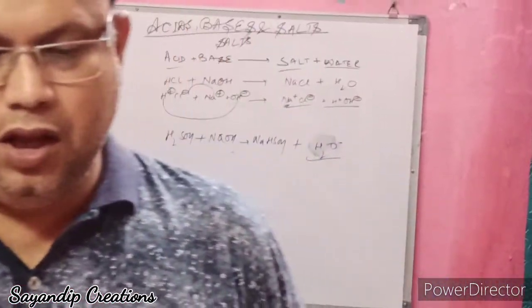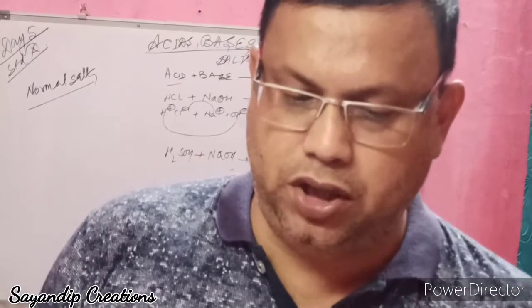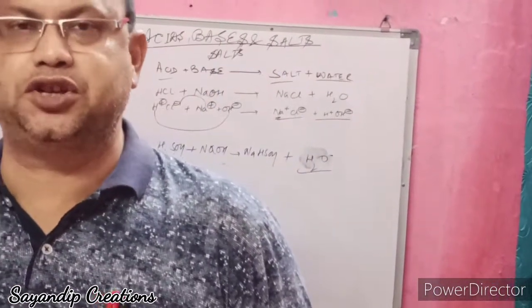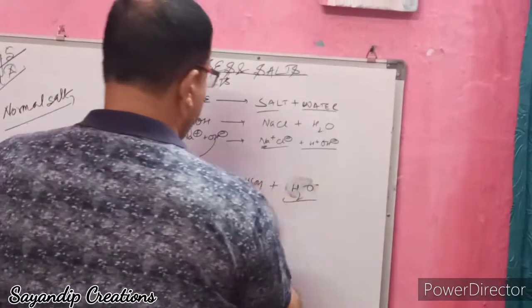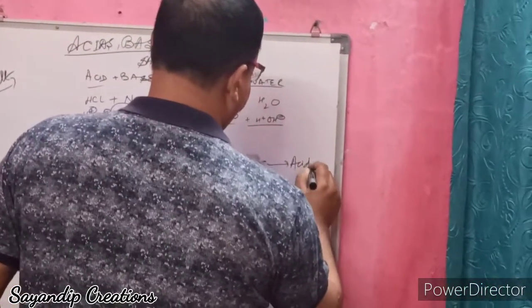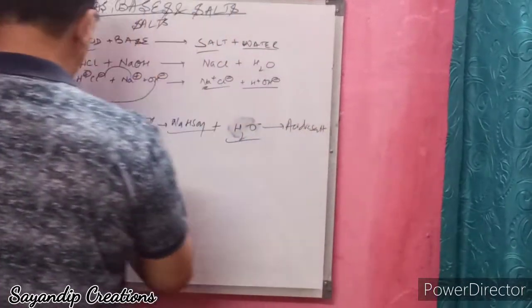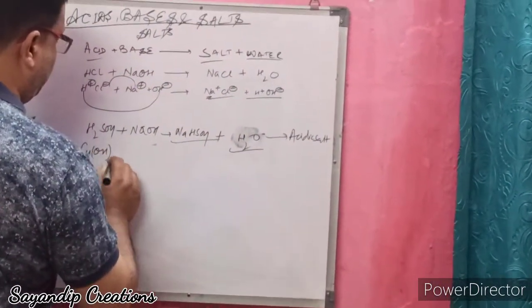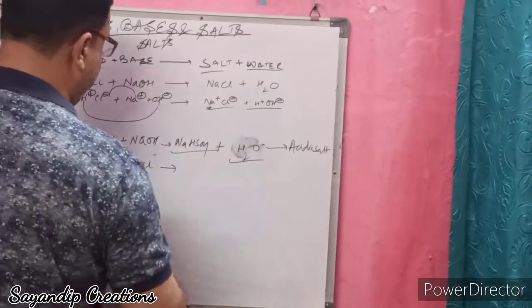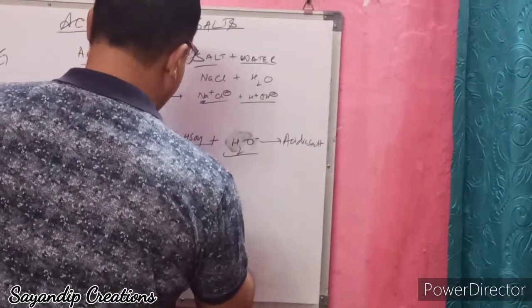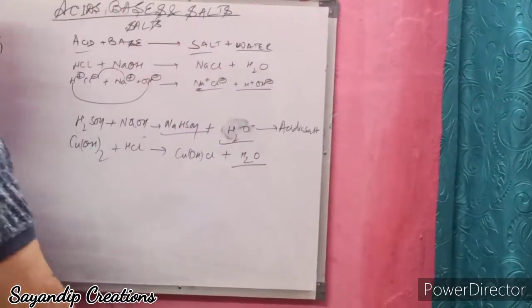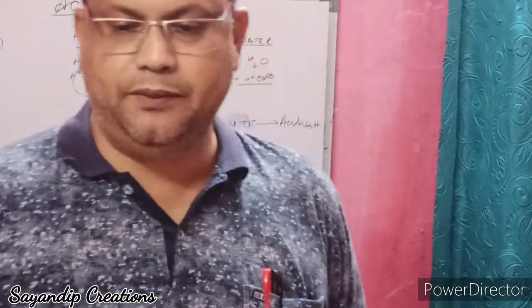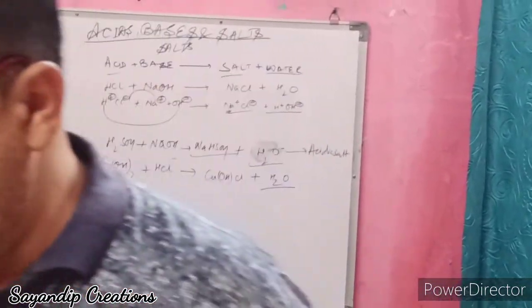If you take basic salt, it is formed by the partial neutralization of a base by an acid. This is acidic salt. Like Cu(OH)2 plus HCl, then it will form Cu(OH)Cl plus H2O. This is called a basic salt.